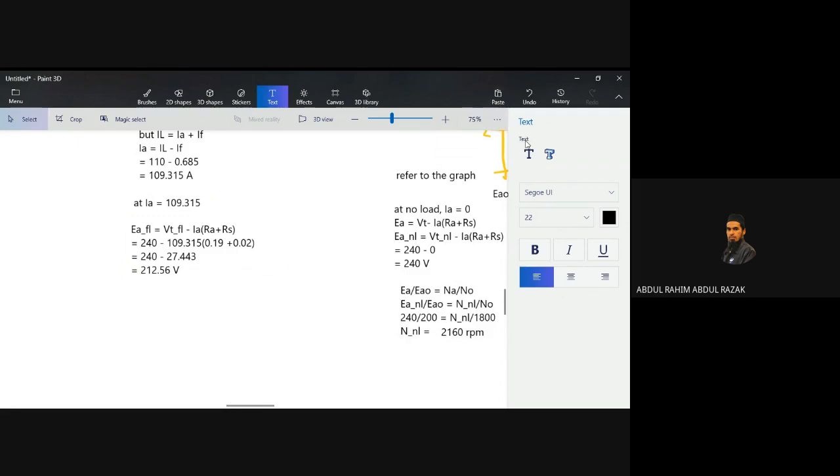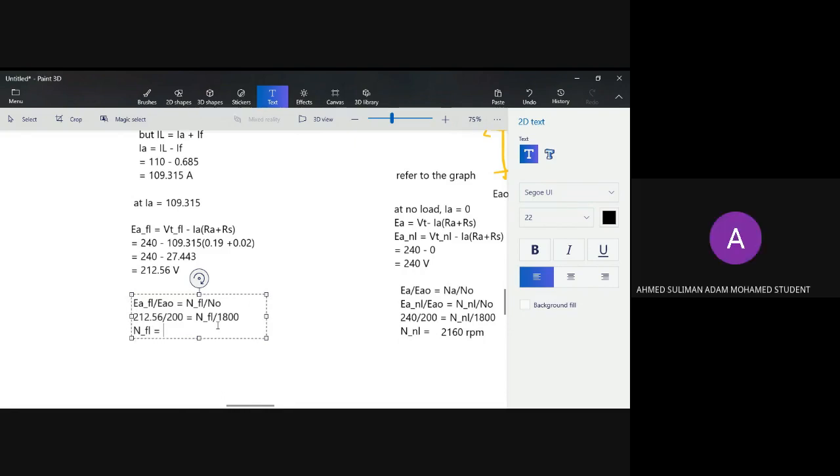Then use another equation: EA full load over EA no load is equal to N at full load over N no load, which is 212.56 divided by 200 volts equal to N at full load divided by 1800 RPM. So your N at full load is how much? 1913.04.